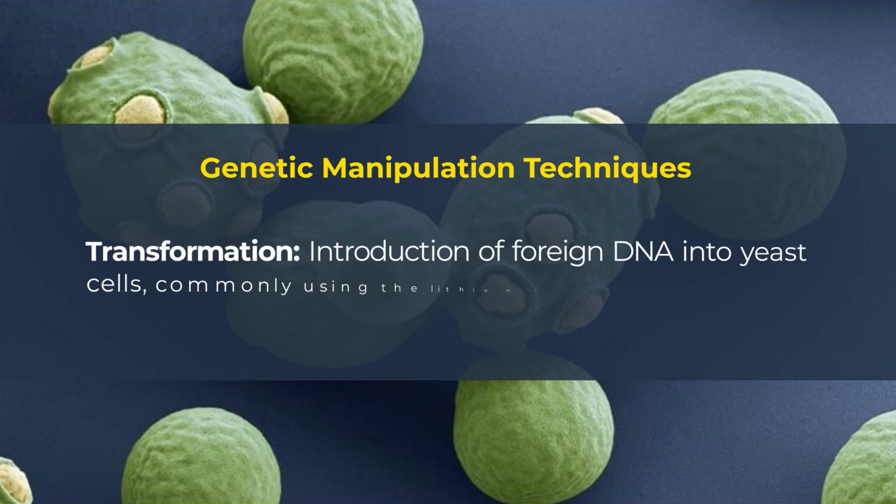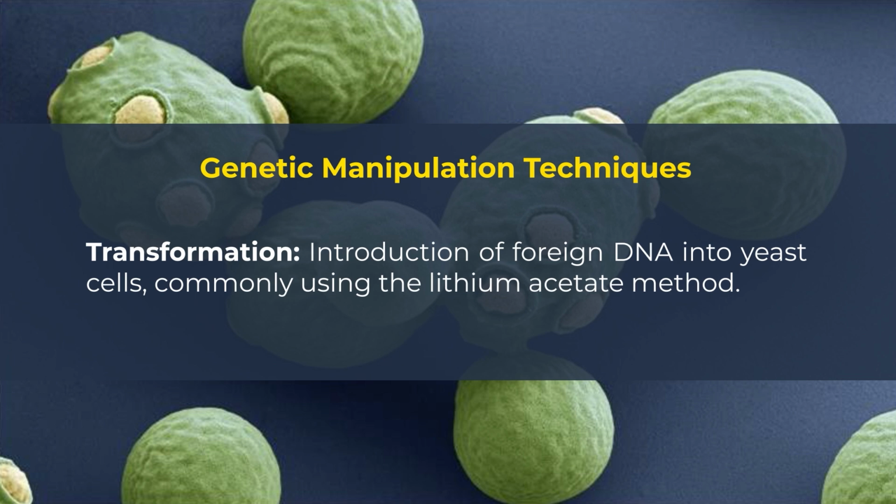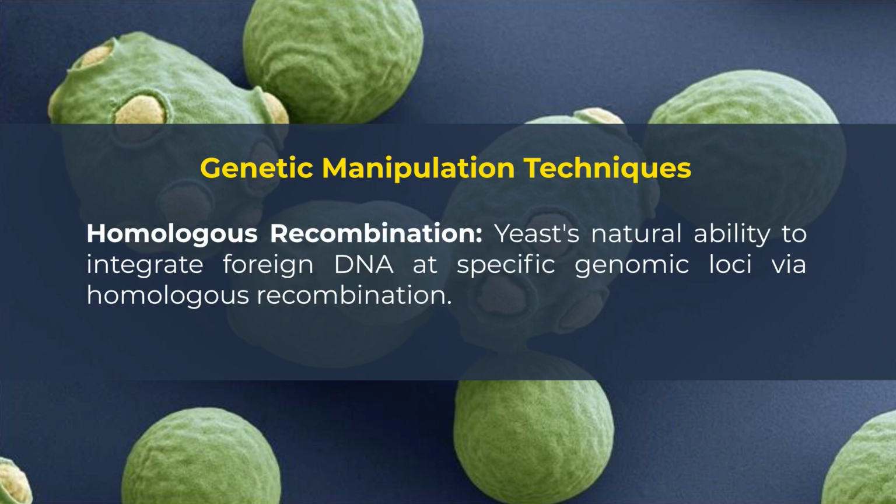So, how do we manipulate the genetic system of yeast? What are the techniques of genetic manipulation for yeast? First is transformation. It is basically the introduction of foreign DNA into the yeast cell, commonly done using the lithium acetate method. The second is homologous recombination. Here, we use the yeast's natural ability to integrate foreign DNA at specific genomic loci via homologous recombination.